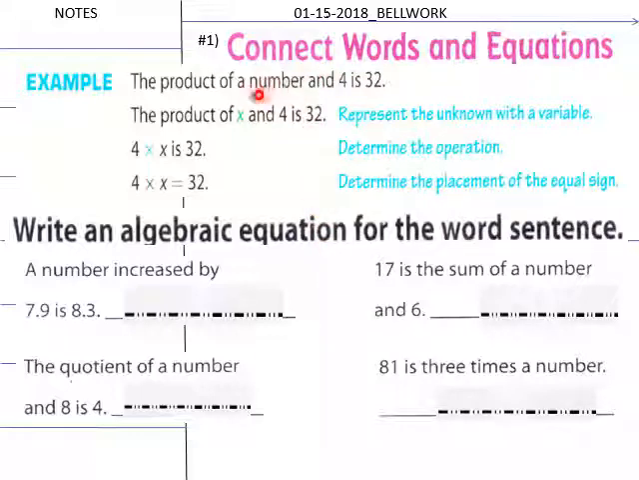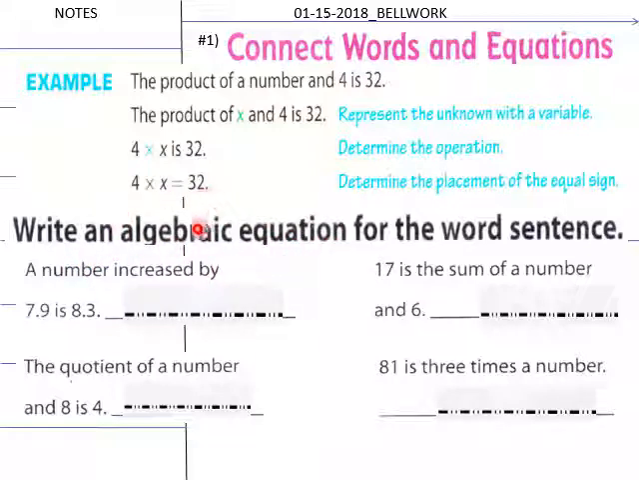Connect words and equations. The product of a number and 4 is 32. So the product of x and 4 is 32. 4 times x is 32. So 4 times x equals 32. Determine the placement of the equal sign.